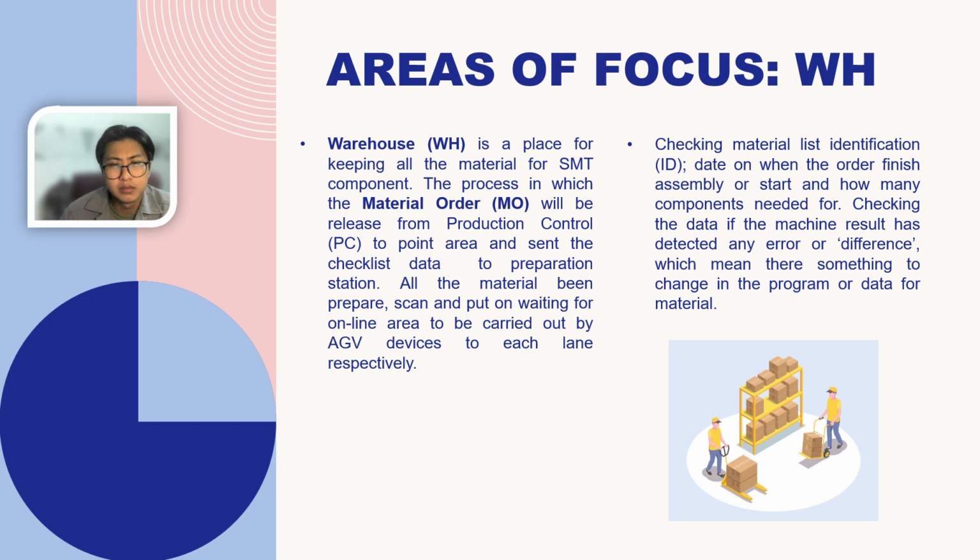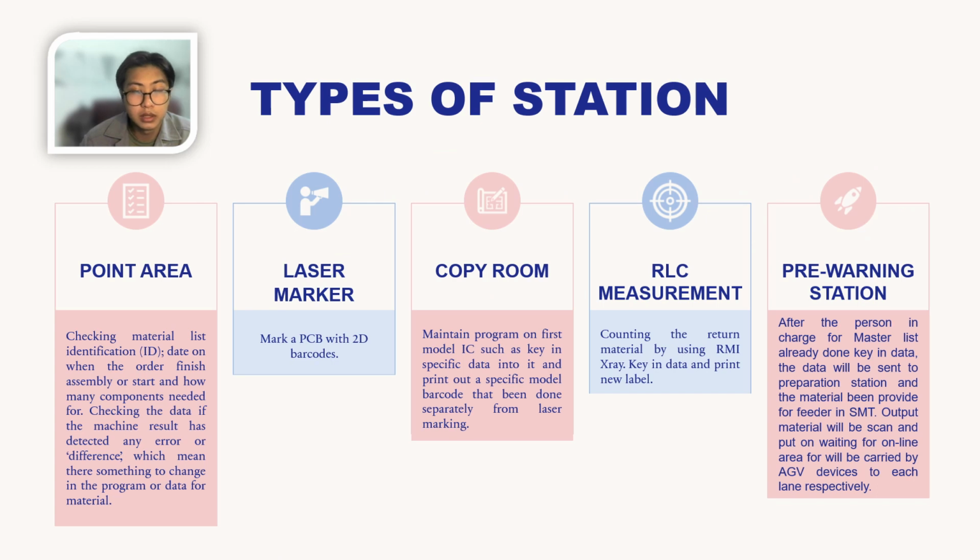Another point for the warehouse is tracking the material list identification or ID, the date when the order finishes, assembles or starts, or how many components are needed. That way we can check the data if the machine result has detected any error or difference, which means there's something to change in the program or data for material. And the type of station in the warehouse is the point area.